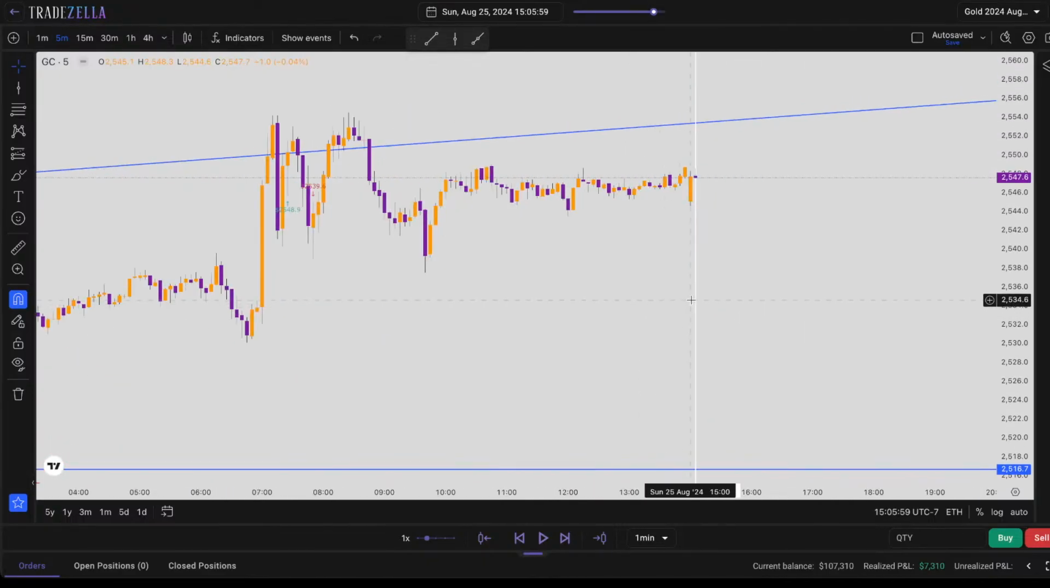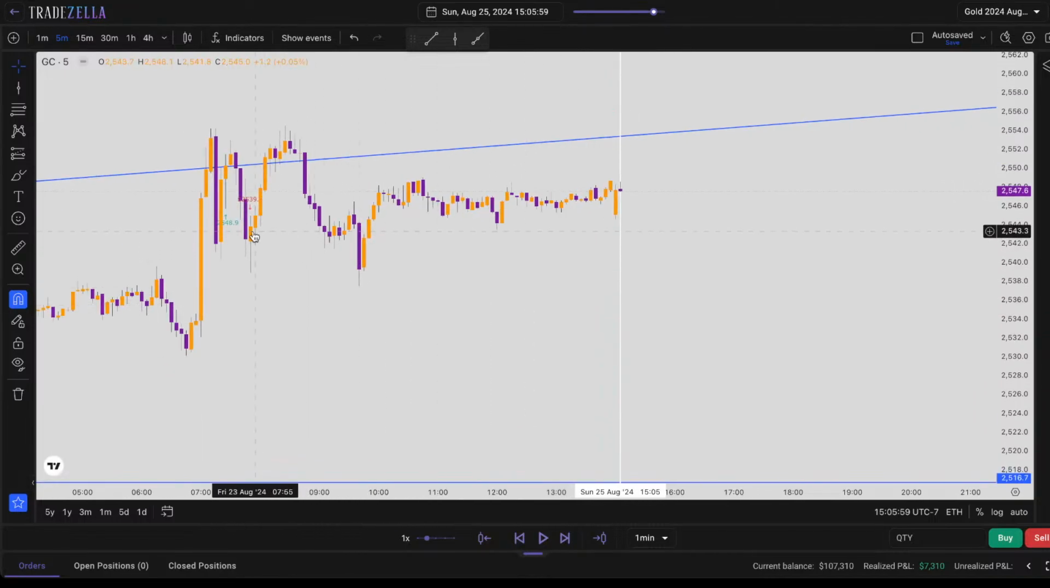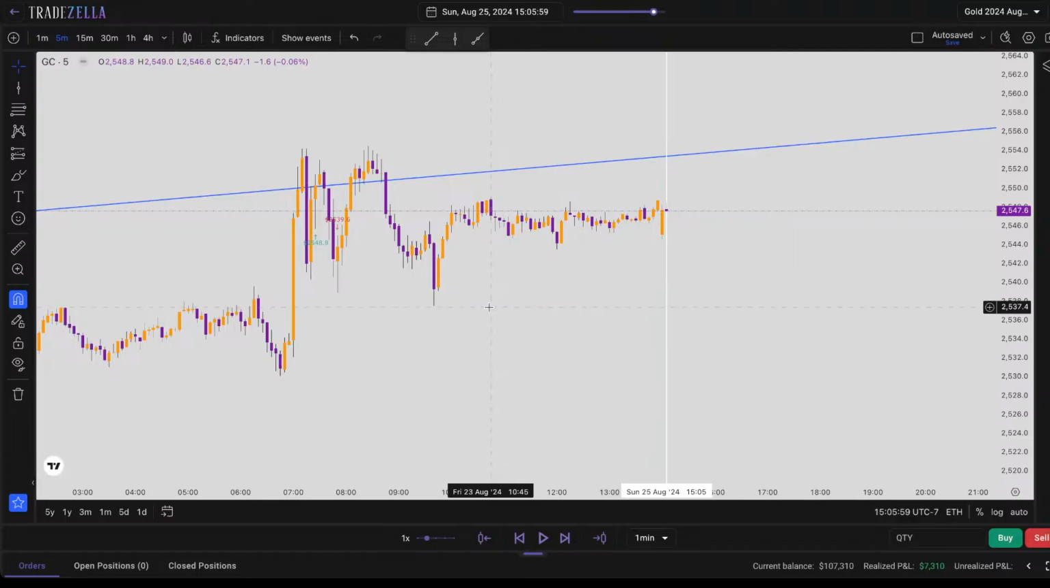So we are at Sunday open. Our last trade was Friday in the morning, so we waited all weekend. We're ready to trade Sunday morning, going into the last week of August 2024. Here we go.